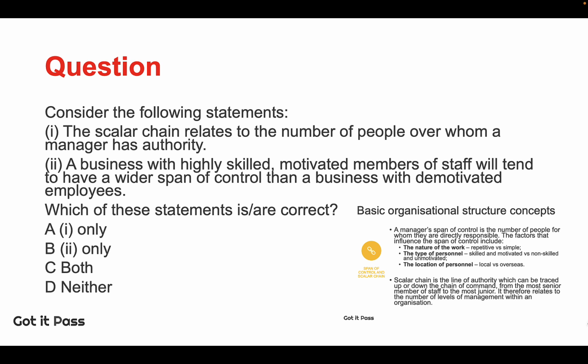And the factors influence span of control include the nature of the work, whether it's repetitive and simple versus complex. The second is about the type of personnel, whether they are skilled and motivated managers. And the third is about the location of personnel. And here is about the skilled and motivated members. So whether you think with skilled and motivated members will have wider span of control or not.